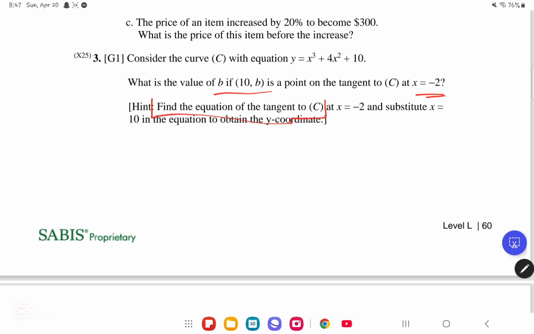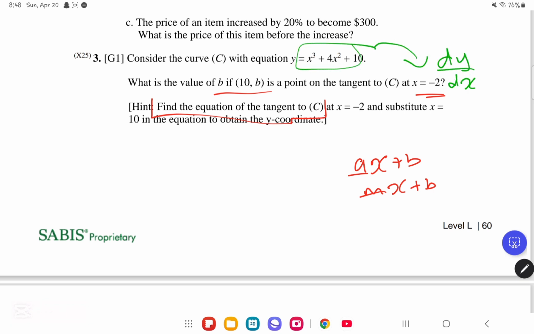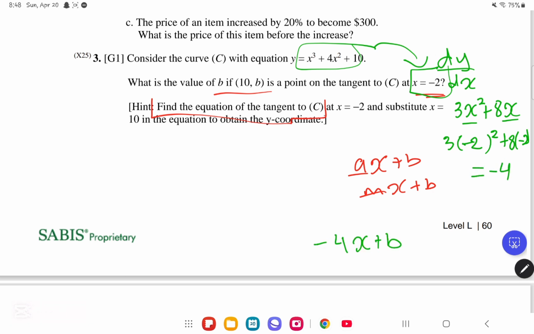First of all, to find the equation of the tangent to C, we follow this rule, ax plus b or mx plus b, however you want to say it. a or m is the slope. To find the slope from an equation, we have to take its derivative. The derivative is dy over dx, okay? If you take the derivative of this one, it's going to be 3x squared plus 8x. Since x is minus 2, you can simply substitute: 3 times minus 2 squared plus 8 times minus 2. Then you will get that the slope is minus 4. So it's minus 4x plus b.